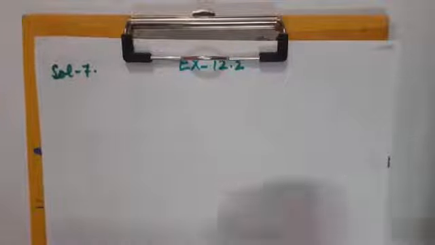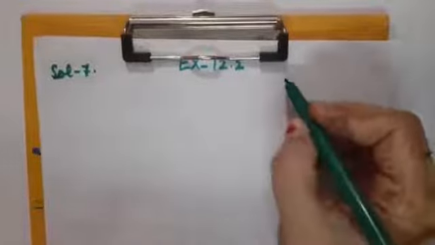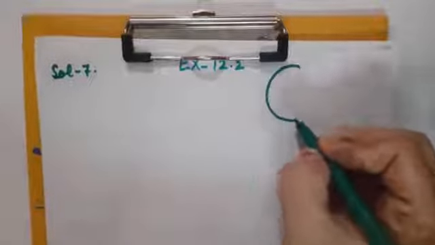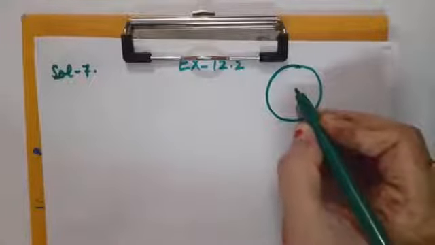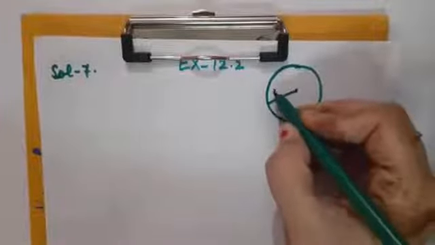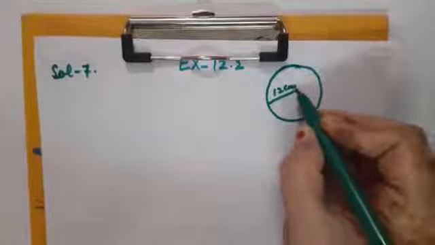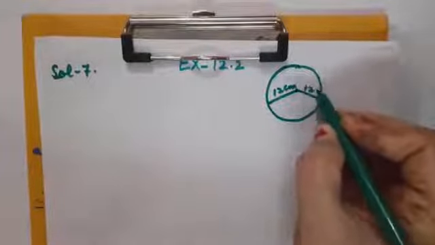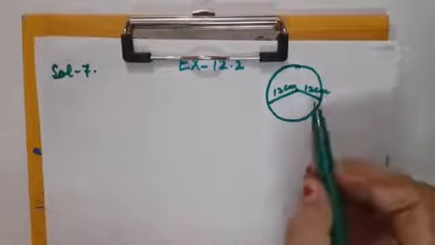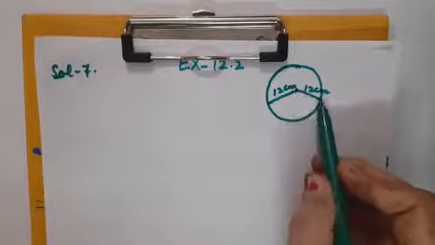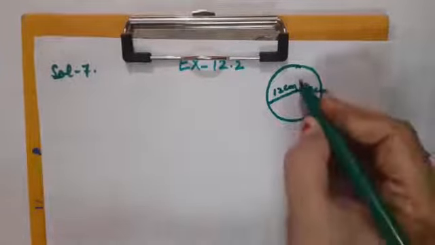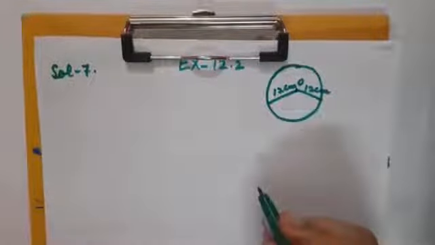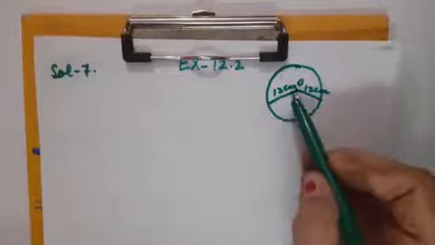A chord of a circle of radius 12 centimeter. First of all, there is a circle whose radius is 12 centimeter. You can draw the radius anywhere. You know radius is a line segment whose one end point lies on the circumference of the circle and another end point is the center itself. So there is a chord of the circle of radius 12 centimeter.